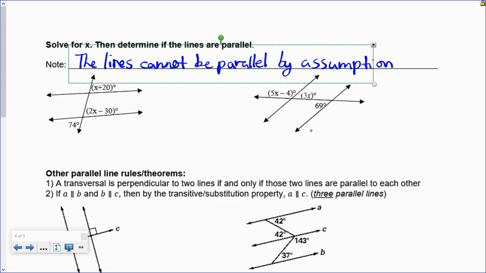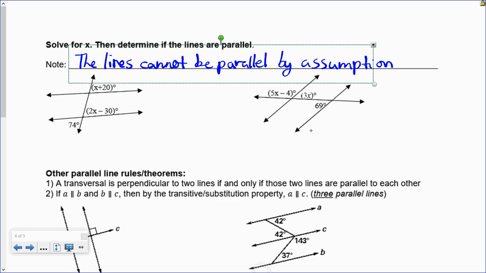So in this kind of situation, it's very important you know the difference between this and the ones we just did. We do not know if the lines are parallel to begin with, so we cannot use corresponding, alternate, or consecutive. I know you guys are going to be tempted. You're going to see this and you're going to want to do x plus 20 equals 2x minus 30. But can you? No, you cannot, because you have no idea if lines are parallel. So that relationship does not exist right now.